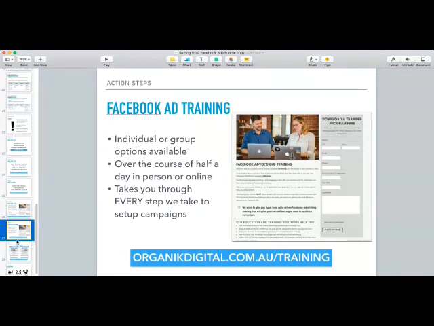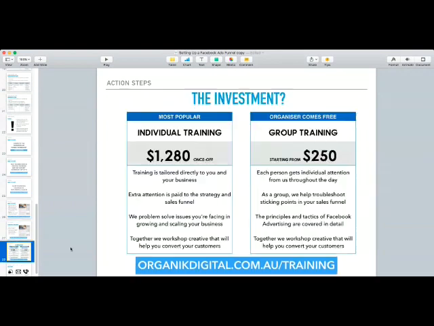We can break it up for you, but basically our training sessions walk through every step we take to set up campaigns. So if we were to manage the campaign for you, we'll take you through where we would start and where we would finish, through to how we would track, report, and troubleshoot any campaigns down the track as well. So it's a full training lot. Like I said, we do offer individual and group training sessions.